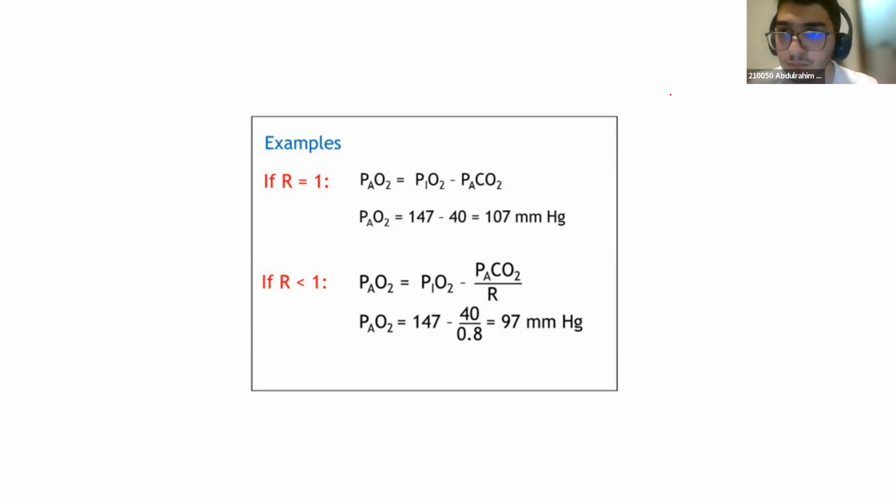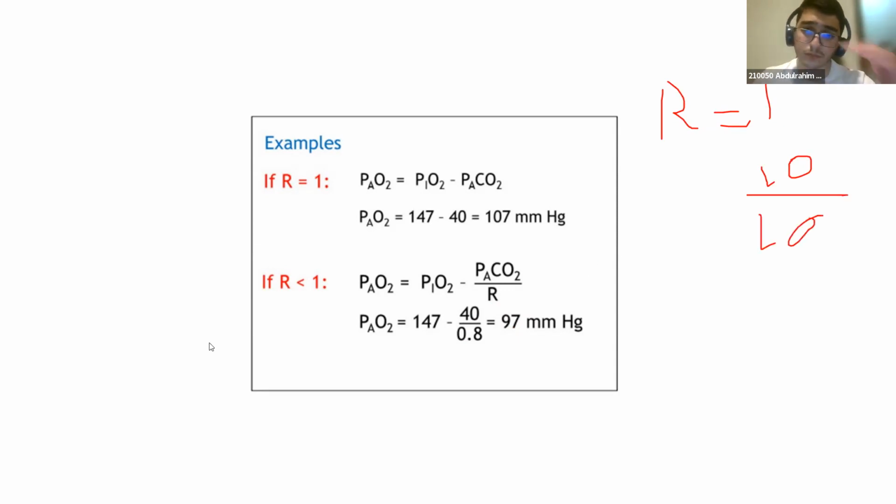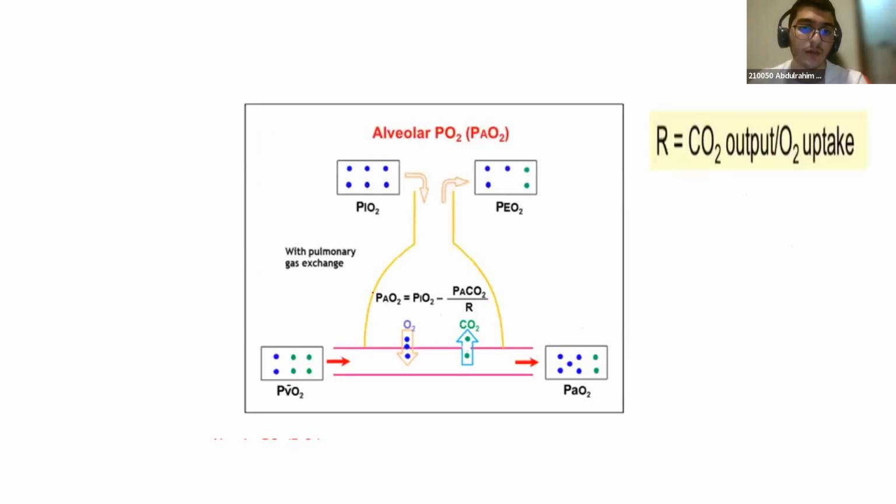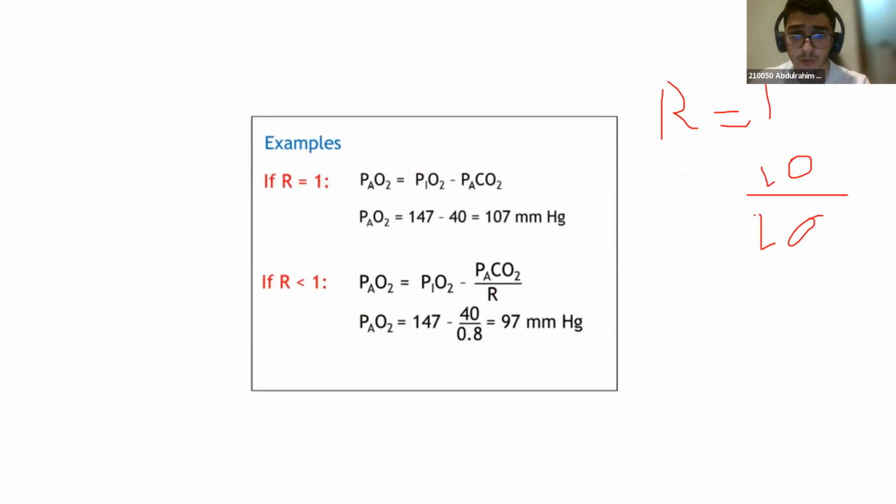Okay, so let's say R equals 1. You are producing 10 carbon dioxide and using 10 oxygen. Therefore, the oxygen consumption is 10. We said that the alveolar pressure is the amount of oxygen that you have inhaled minus the amount you have consumed. So here you are consuming 10.